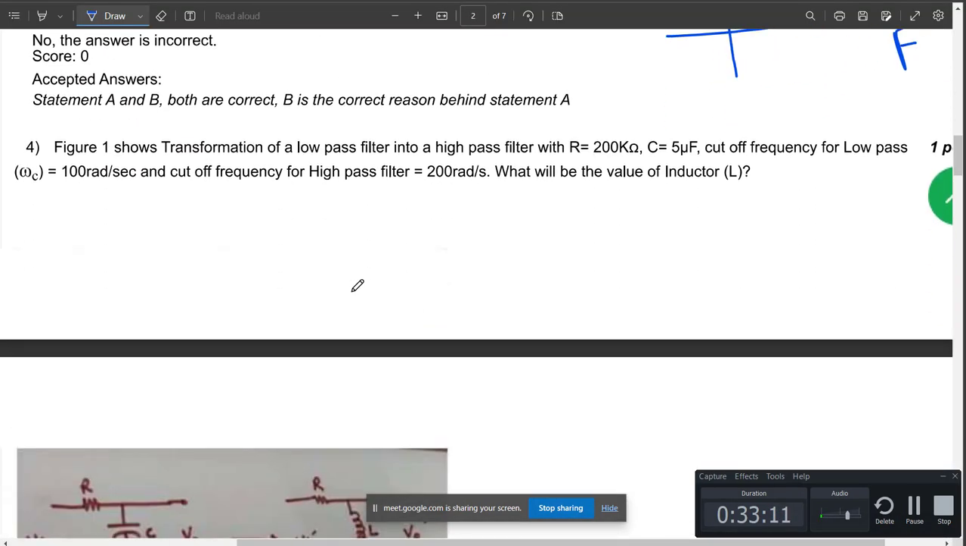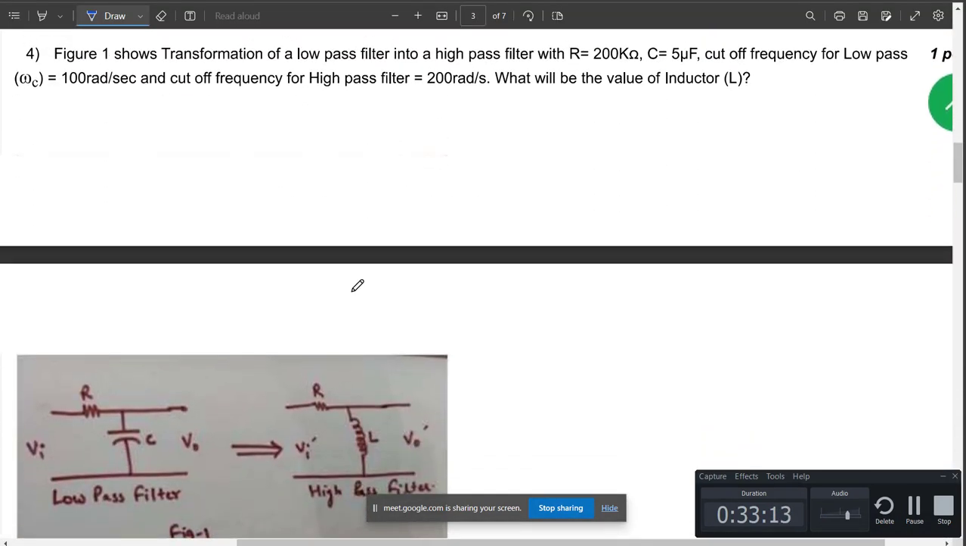Let's go ahead and try to solve question number 4 here. So figure 1 shows transformation of a low pass filter into high pass filter with R equals 200 kilo ohms, C equals 5 microfarads. Cutoff frequency for low pass omega C is 100 radian per second, and cutoff frequency for high pass filter is 200 radian per second. What will be the value of inductor?